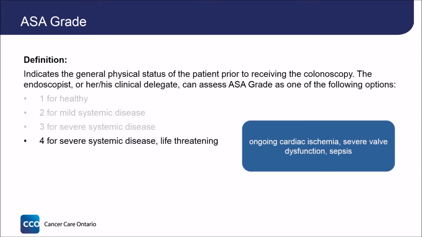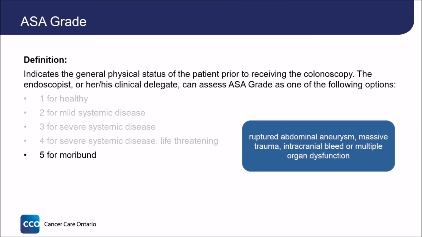To score a 4, the patient should have severe systemic life-threatening disease, such as ongoing cardiac ischemia, severe valvular dysfunction, or sepsis. A score of 5 should rarely be used as it is reserved for moribund patients, including those with ruptured abdominal aortic aneurysms and those who have sustained massive trauma, an intracranial bleed, or multiple organ dysfunction.